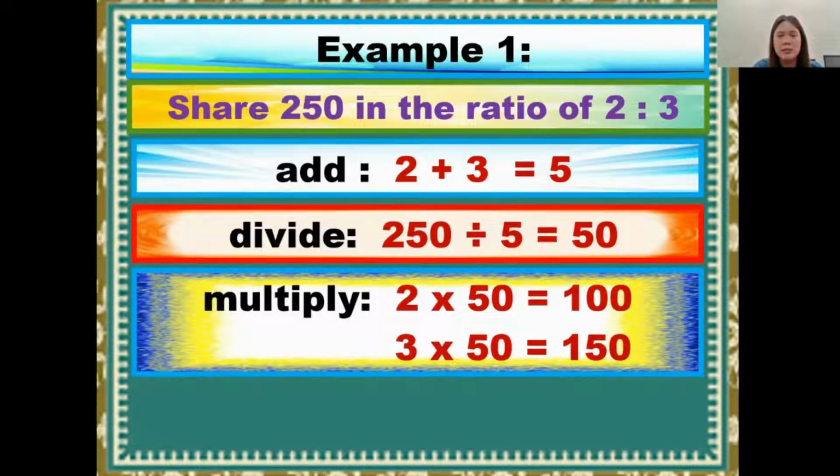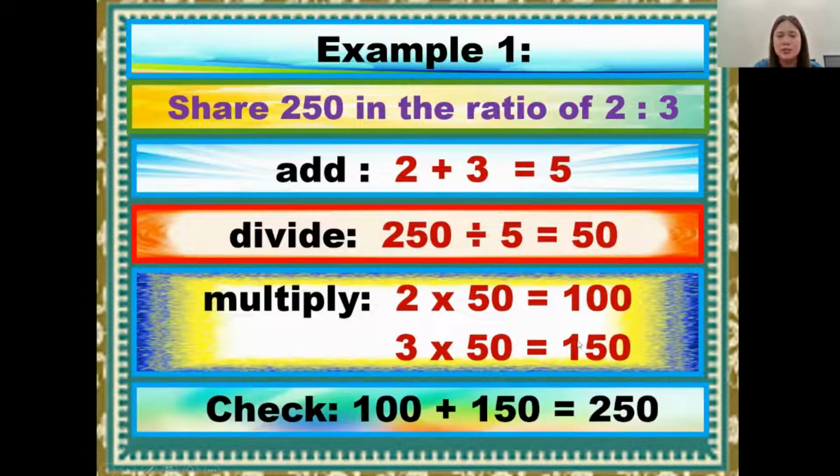Now let's check. To check, we will be adding the amount of the shares. The first share is 100. The second share is 150. Adding these 2 will give us a total of 250, which is exactly the same as the amount mentioned in the question.